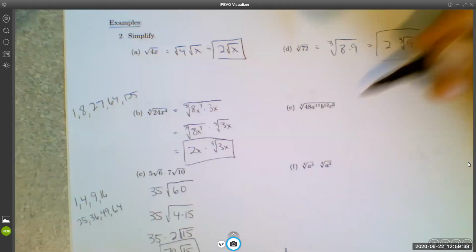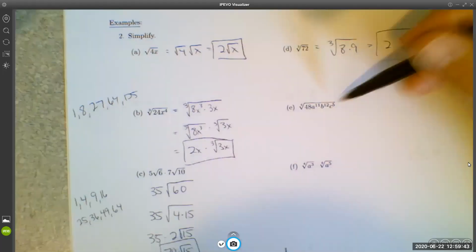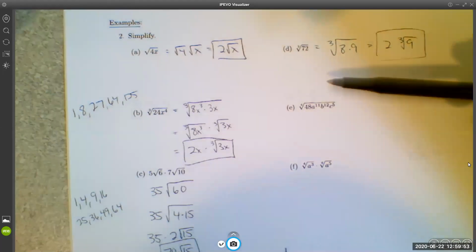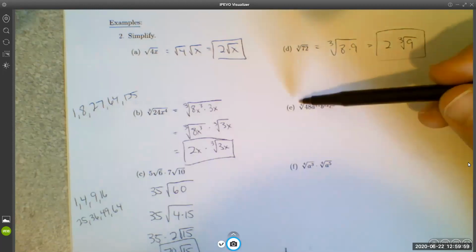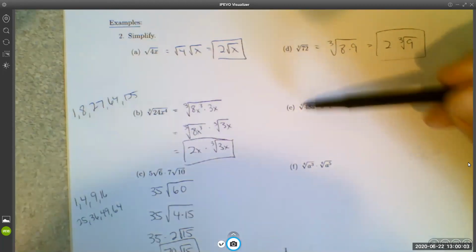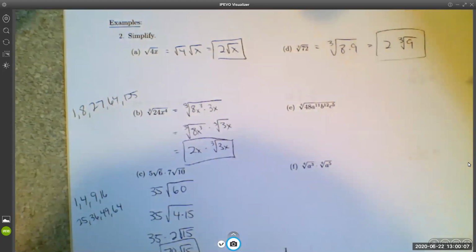Fourth root of 48, a to the 11th, b to the 12th, c to the 5th. So something that, if you've worked with radicals in the past, you may have caught on to was the idea that if you have these large exponents in here, really what you can do is divide these exponents by the index. And the quotient goes on the outside, the remainder stays on the inside of the radical, okay?